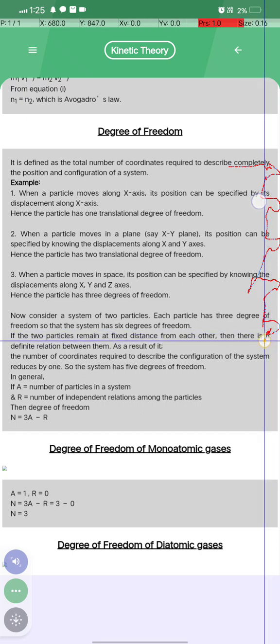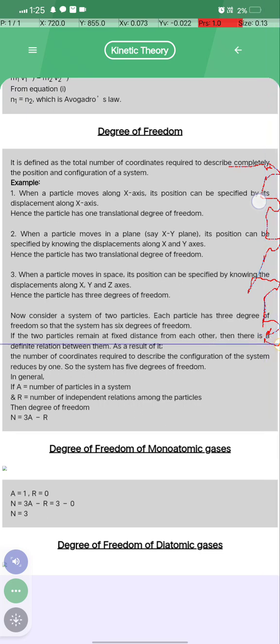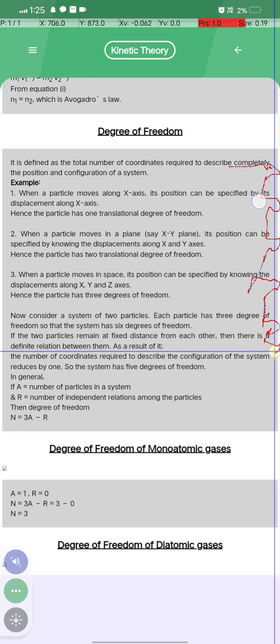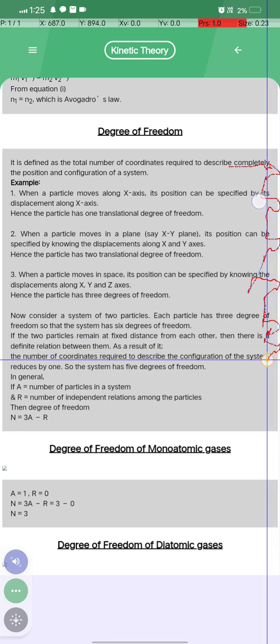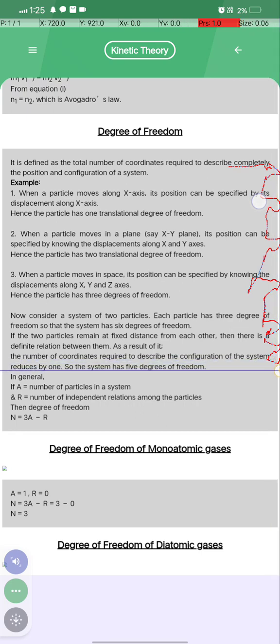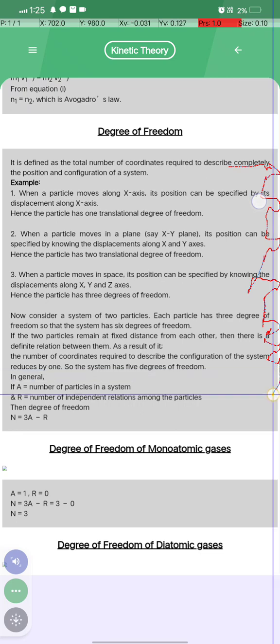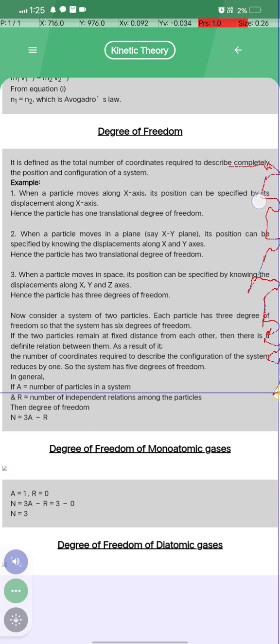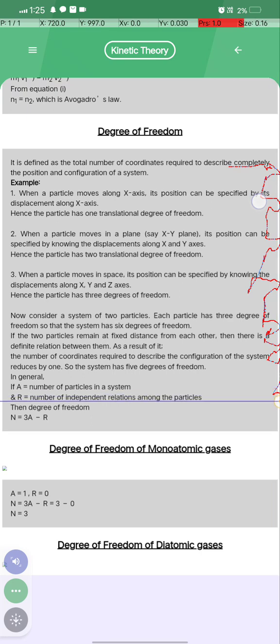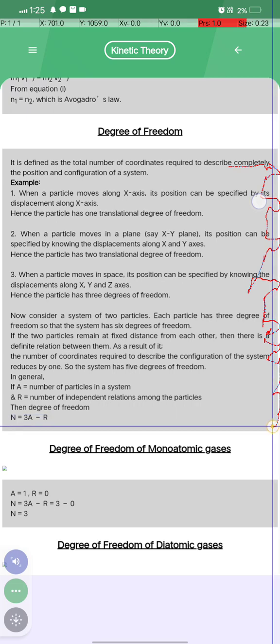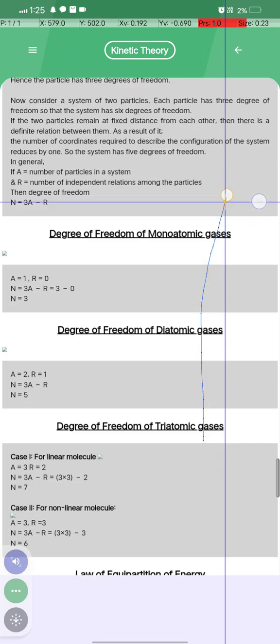If the two particles remain at a fixed distance from each other, there is a definite relation between them. As a result, the number of coordinates required to describe the configuration of the system is reduced by 1. So the system has 5 degrees of freedom. In general, if N is the number of particles in the system and R is the number of independent relations among the particles, then the degree of freedom is n = 3N minus R.